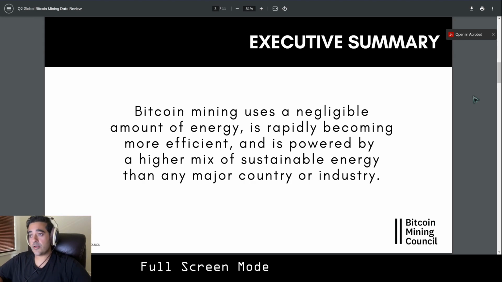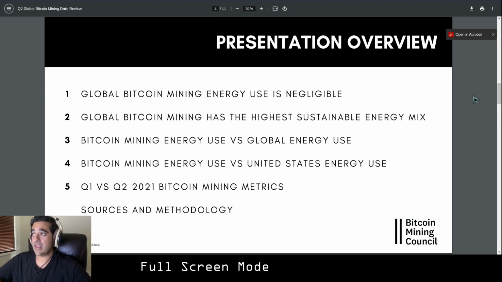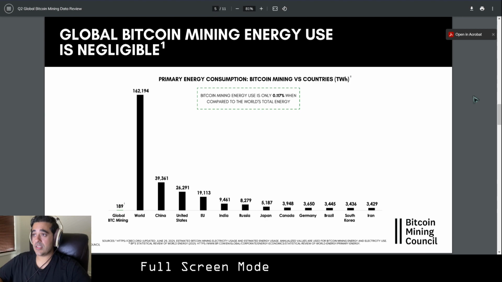The executive summary here says Bitcoin mining uses a negligible amount of energy, is rapidly becoming more efficient, and is powered by a higher mix of sustainable energy than any major country or industry. Let's keep moving. This is a presentation overview. I'm going to skip it. Let's keep going. So the first thing here, it says global Bitcoin mining energy use is negligible.